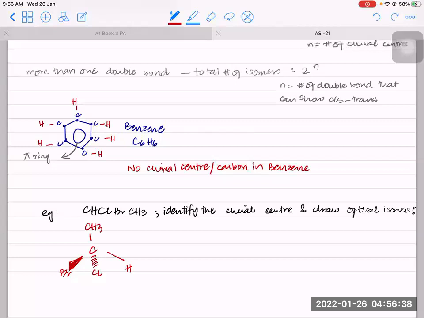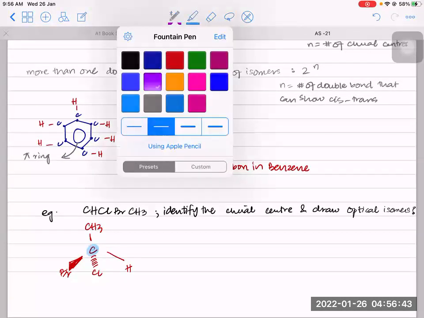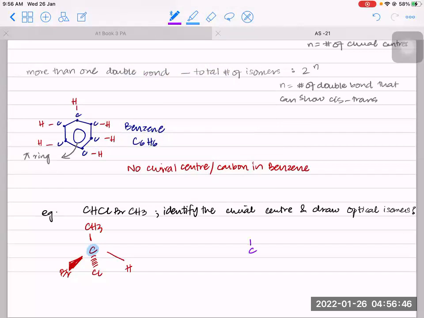Once you have made the first isomer, the other one has to be what? A mirror image. And how will you draw it? Now that you've drawn the first one, the other one will be a mirror image. And how will we show the mirror image? The H is to the right, so now we'll draw the H to the left. Clear? Br is to the left, we will now draw it to the right. And everything else will be the same. Clear? And these are your optical isomers, or mirror images of each other.